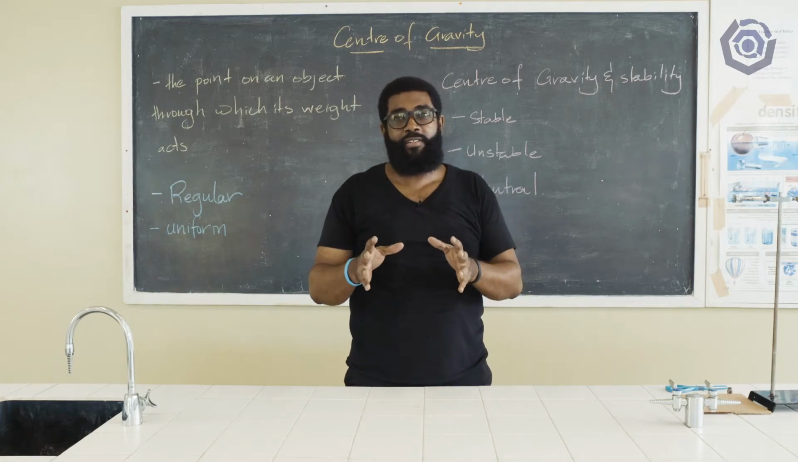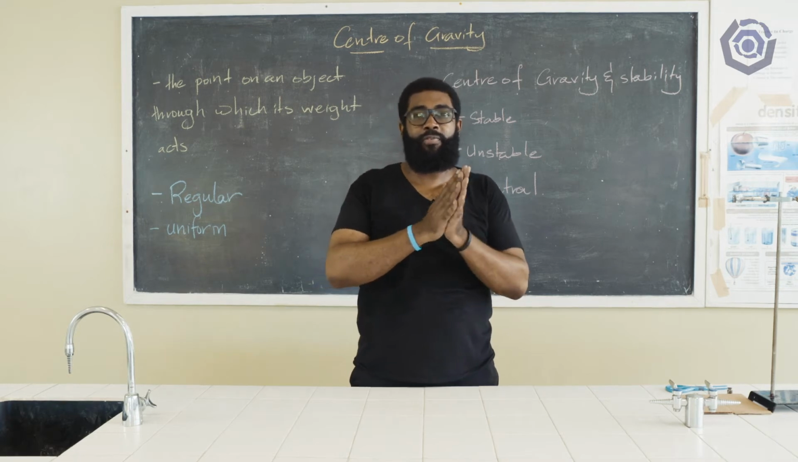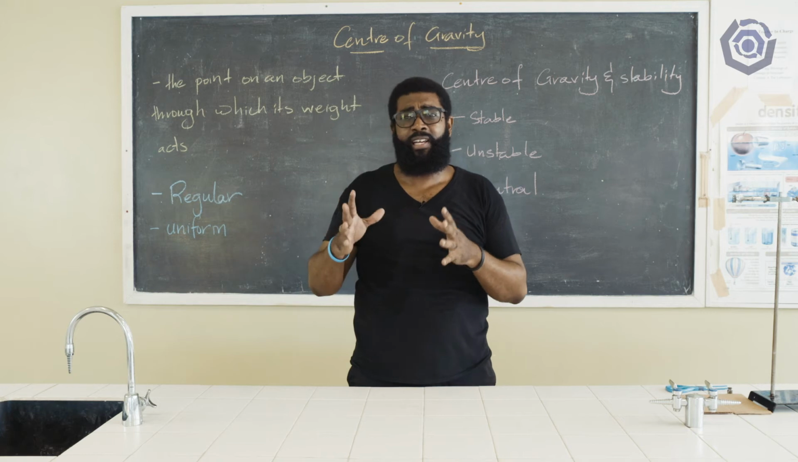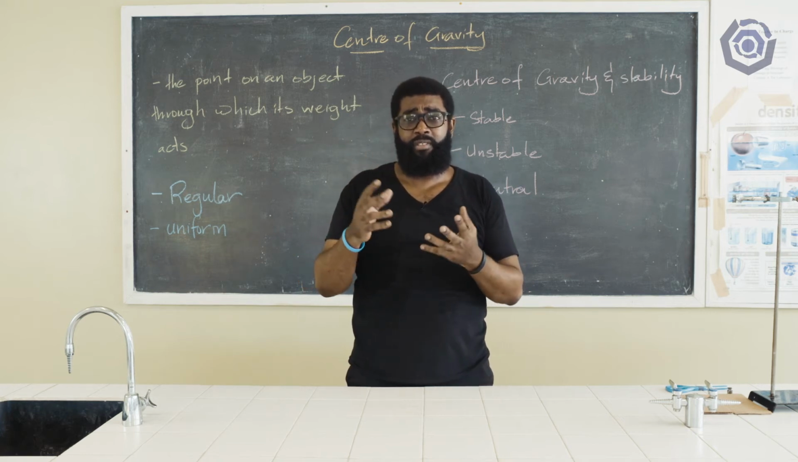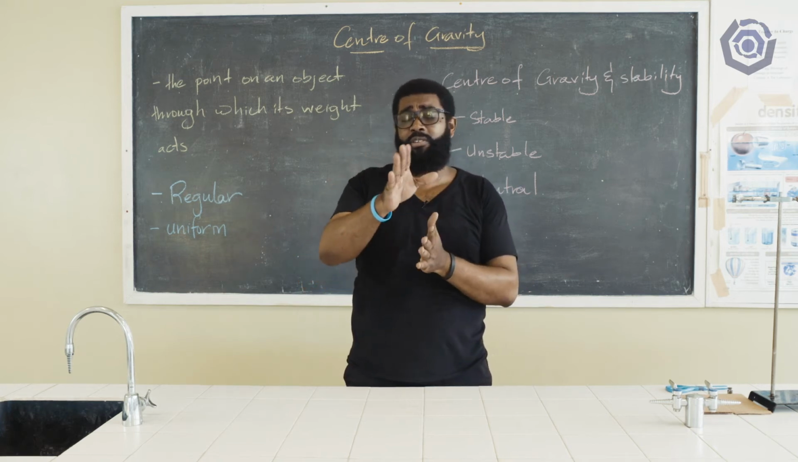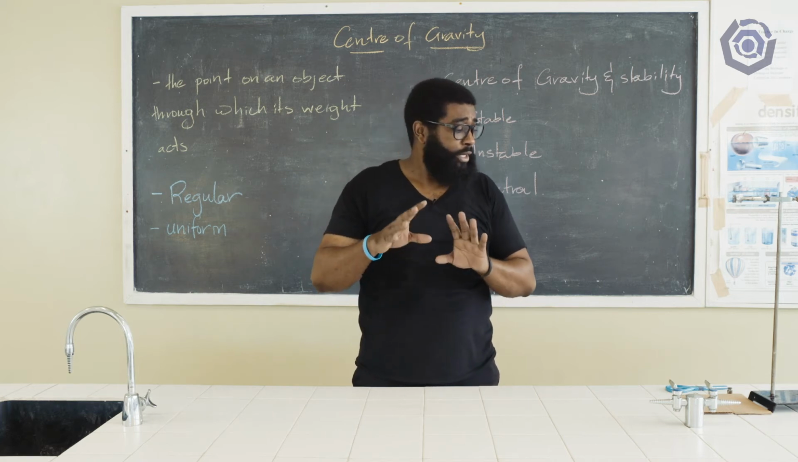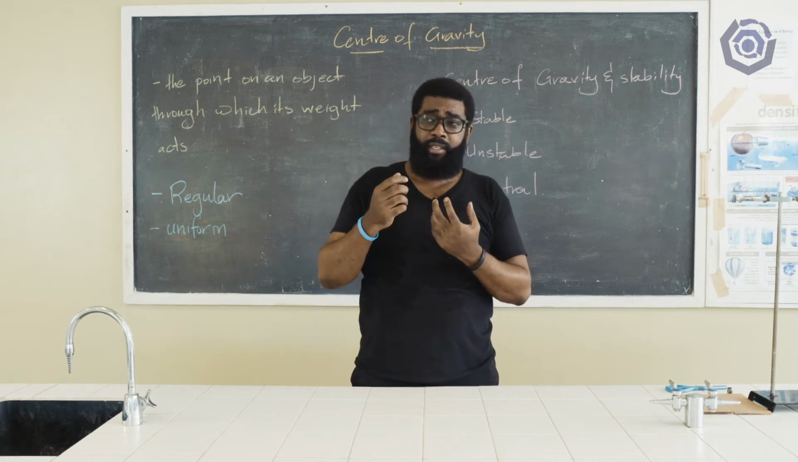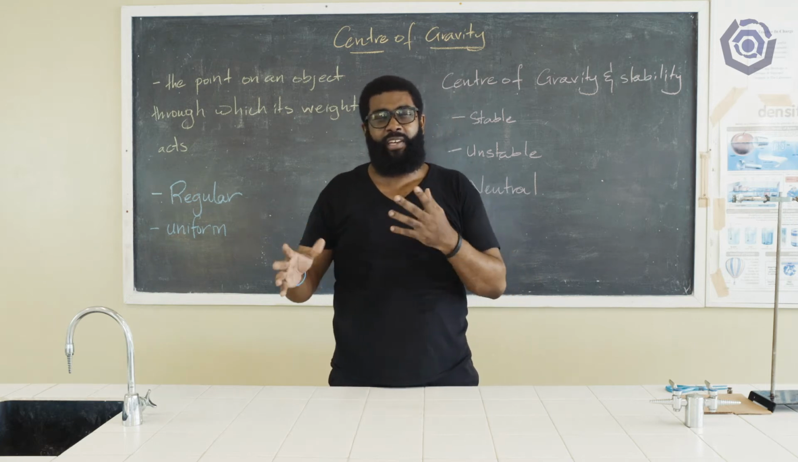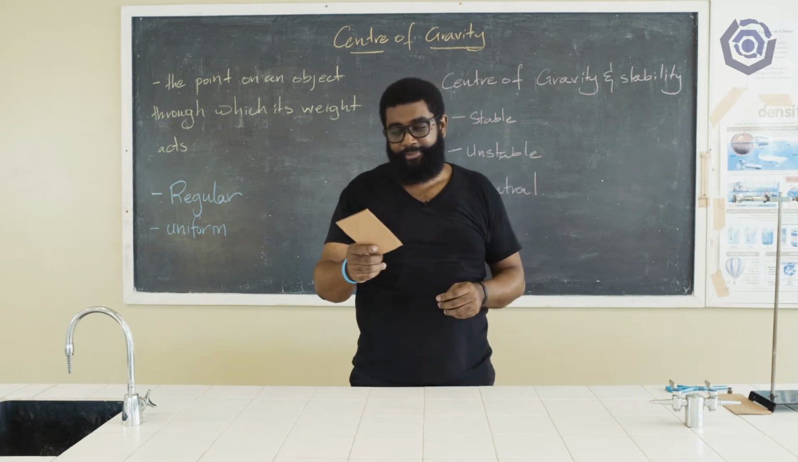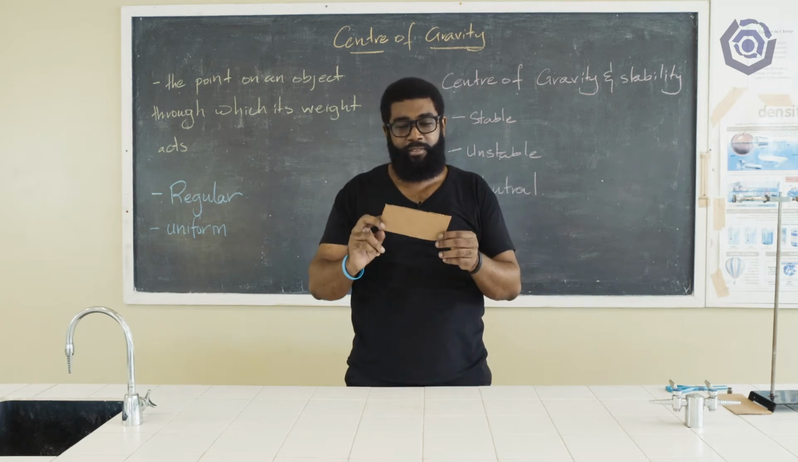The syllabus requires us to perform a lab where we find the center of gravity of a lamina. Now, a lamina is a flat, two-dimensional shape, or as close to flat as you can possibly get, and two-dimensional too. The easy thing would be to find the center of gravity of something regular, like this, my piece of cardboard.